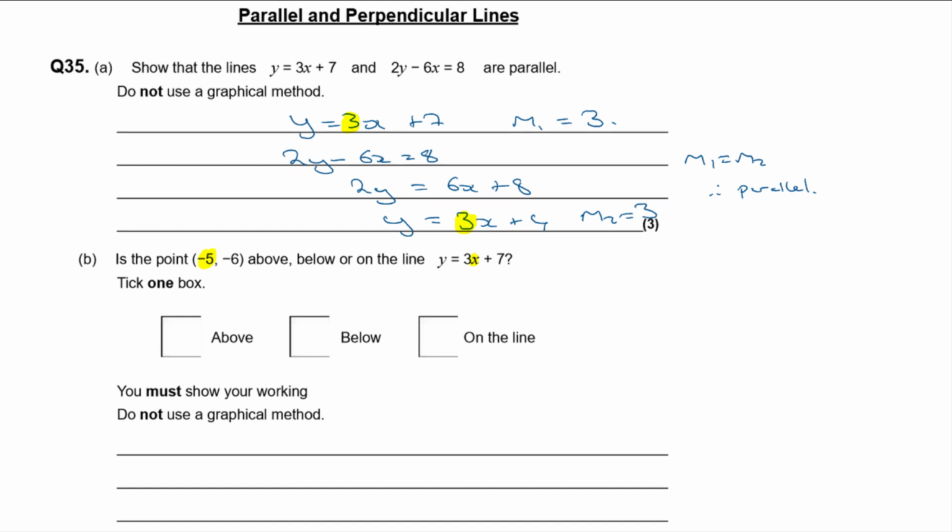Okay? So what is 3 lots of minus 5 plus 7? 3 lots of minus 5 is minus 15, plus 7. That's equal to minus 8, is it not? So minus 8 is less than minus 6 and therefore lies below the line. So I'm going to tick below.